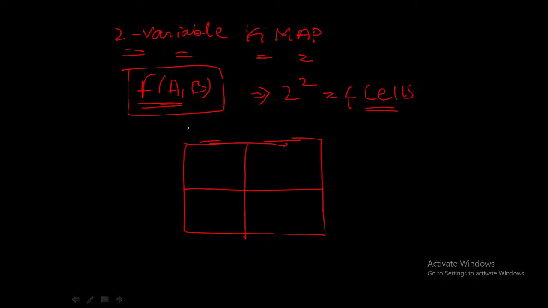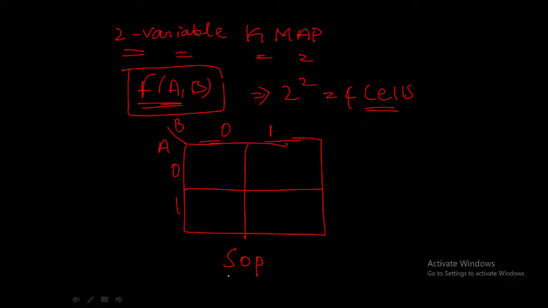Now, we will write the variables here, A, B, or you can write B and A, no issue. Now, here I will represent 0, 1 and 0, 1, the possibilities of A and B. A can be 0, A can be 1, and B can be 0, B can be 1. Now, this is my SOP form of representation.